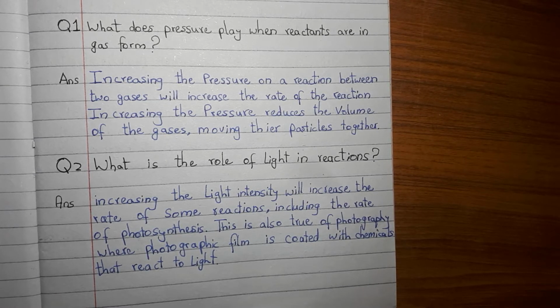What is the role of light in reactions? Increasing the light intensity will increase the rate of some reactions, including the rate of photosynthesis. This is also true of photography, where photographic film is coated with chemicals that react to light.